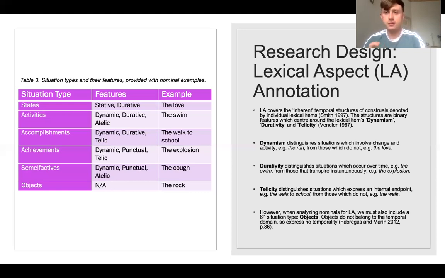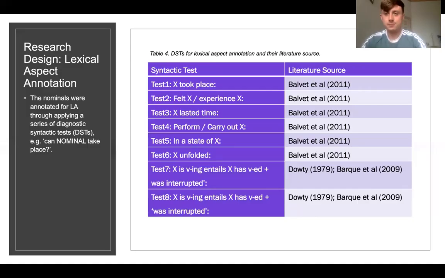The combination of these three features creates the first five situation types seen in table three. However, because we're dealing with nominals, we also have to consider atemporal structure. So a sixth situation type was added, objects, to account for this. When analysing the nominals, diagnostic syntactic tests were used to determine which lexical aspect features the nominals were expressing. Nominals could either test positive or negative to each test. After all the tests were completed, a binary code of ones and zeros was left, which was representative of one of the six situation types.